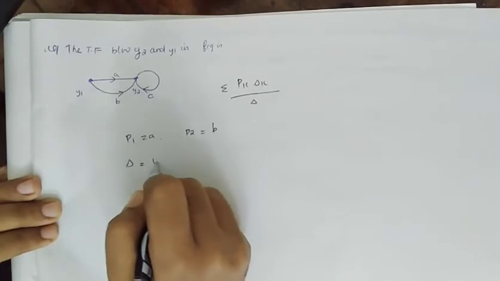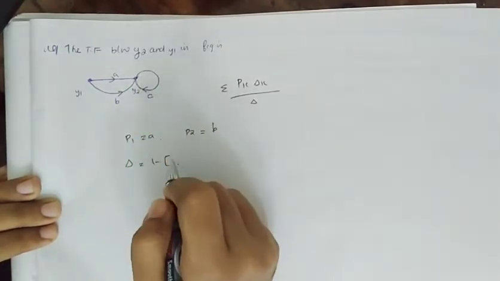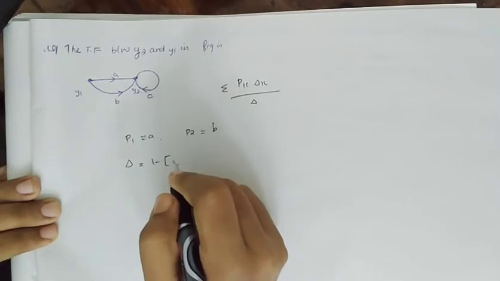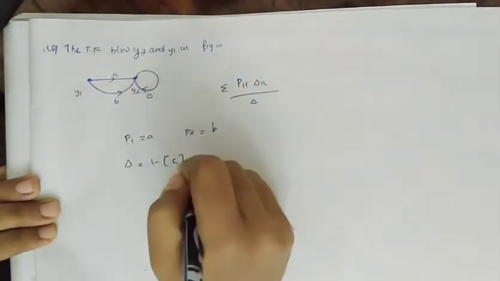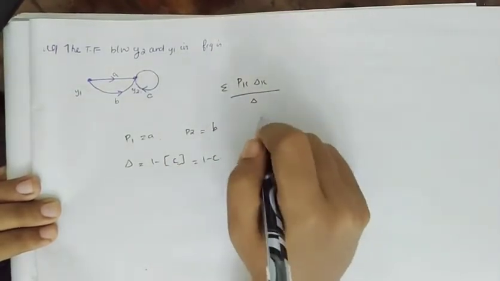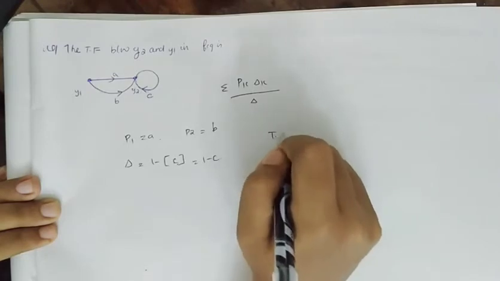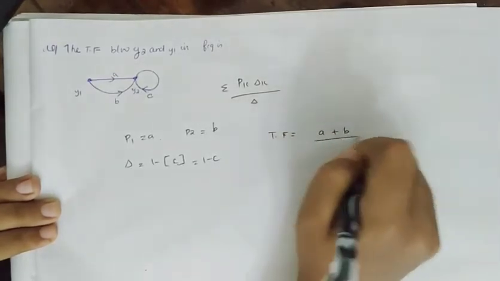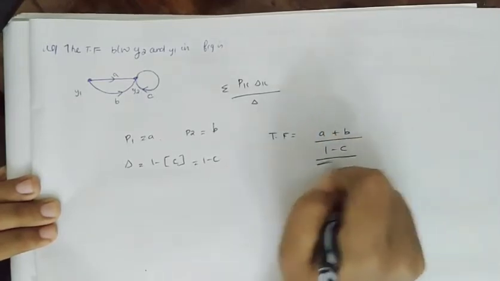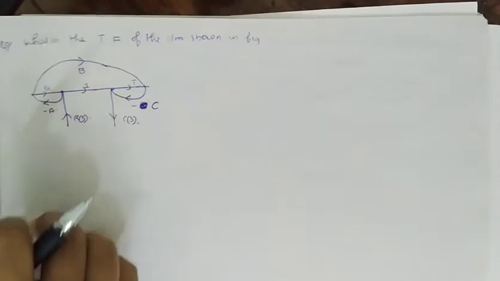And what is delta? Delta is equal to 1 minus individual loop gain. The individual loop gain is C. So 1 minus C, and that is the only loop here. So the transfer function becomes A plus B divided by 1 minus C. So that's all, that's very simple. Okay, now let's do the next question.